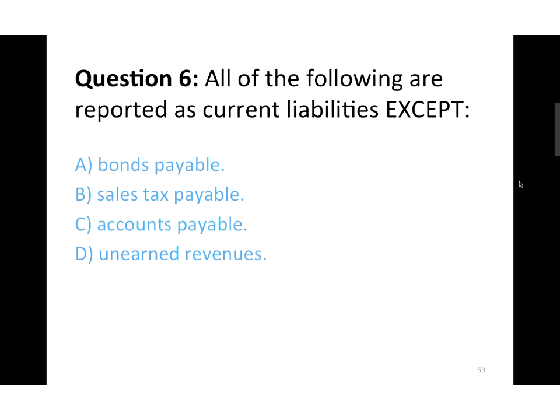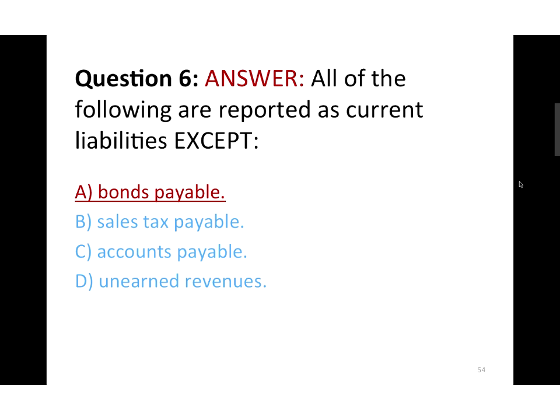Okay, 5 seconds left on this one to get your answer in. Okay, and this would be bonds payable. Bonds payable is a long-term liability. So the other item, sales tax payable, you have to remit it within a month of collecting it typically. Accounts payable typically have a due date of like 30 days or so, but they're always the first current liability. And unearned revenues are a current liability. So there's that.